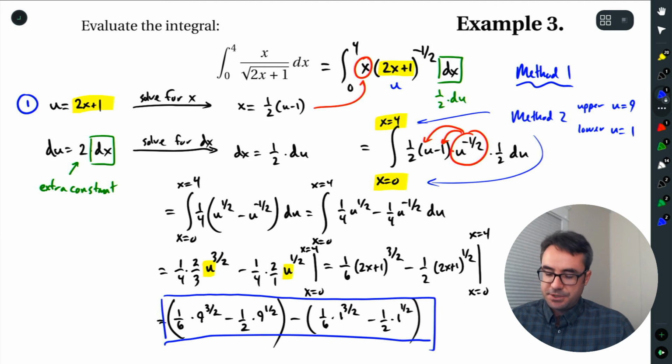So, just decide which method you want to use. We kind of used the first method of just leaving everything in terms of x, but if you want to convert the limits of integration, do that. So whichever way you like, that's the method you should try.